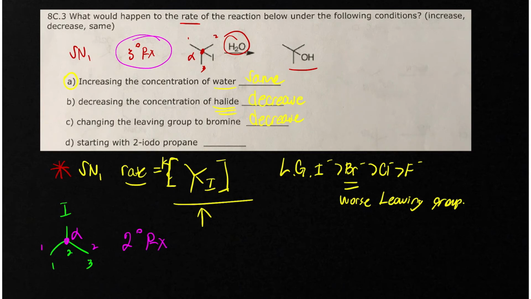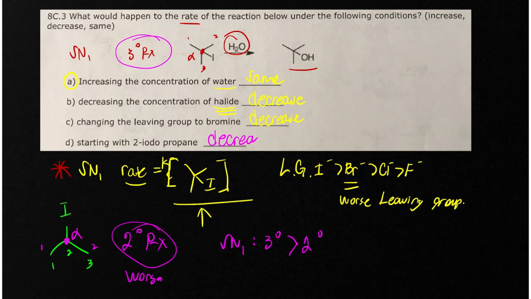Now, up in the original problem, we had a tertiary alkyl halide, and here we're switching to a secondary alkyl halide. Now, recall, for an SN1 reaction, tertiary alkyl halides are going to react faster than secondary alkyl halides. So this makes the reaction worse. It's going to be slower. The rate is going to decrease.